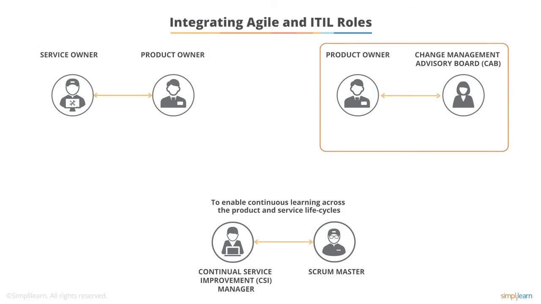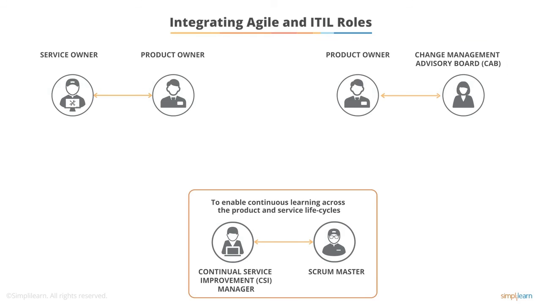The product owner must either be part of or lead the Change Management Advisory Board, or CAB, because the product owner is responsible for determining the priority of user stories and releases. Just as the Scrum Master is working with the development team to continuously improve the development cycle, the Continual Service Improvement, CSI, manager works to ensure the services linked to the products are also improving. If there are any issues across the value chain, the two must collaborate to ensure that they are constantly being reviewed and improved. Let's summarize the topics covered in this lesson.